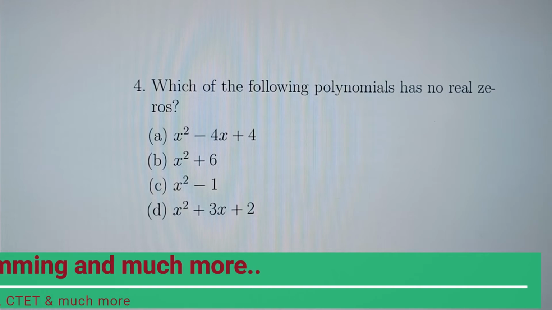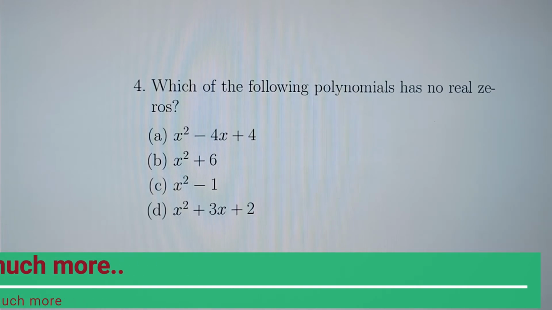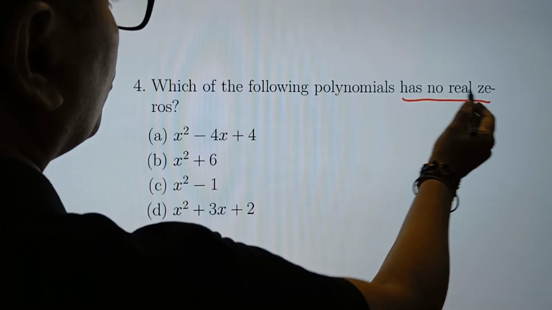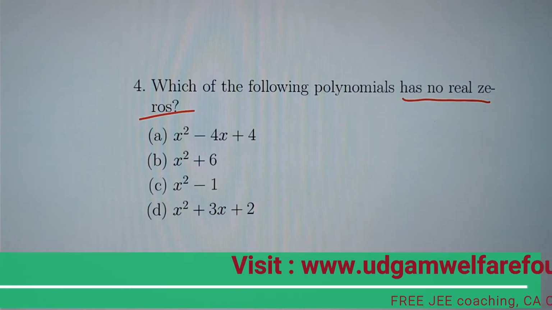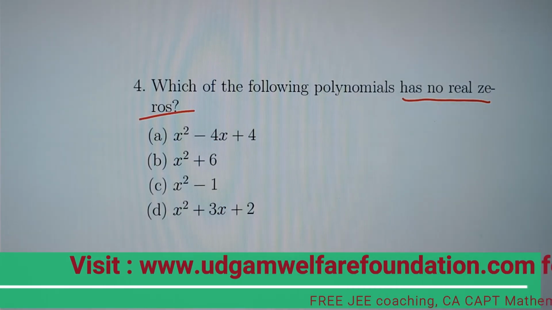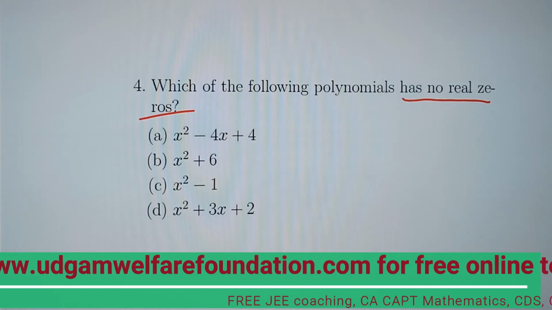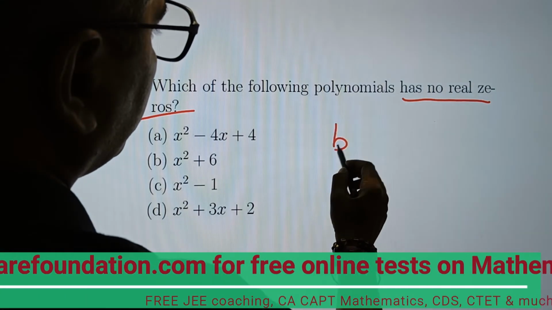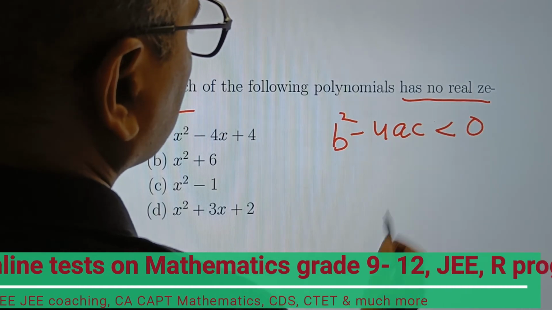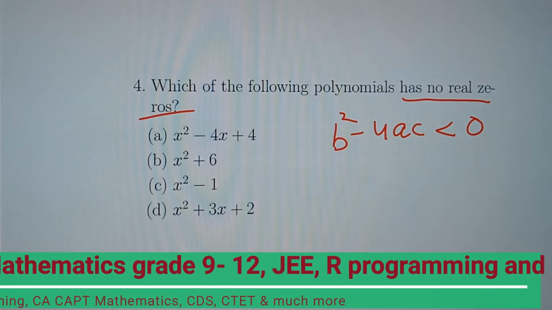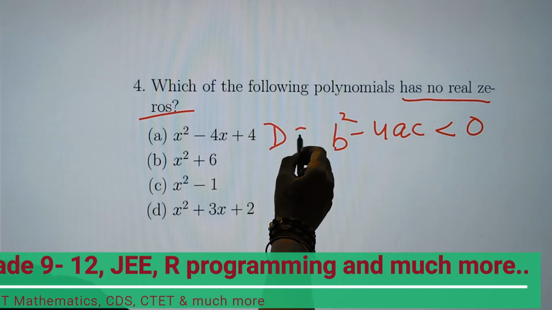So student, this is our question number 4. Which of the following polynomials has no real zeros? That is important. As we know that any polynomial or any quadratic equation has no real zeros if b square minus 4ac is less than 0. Very simple. That is your discriminant, capital D.